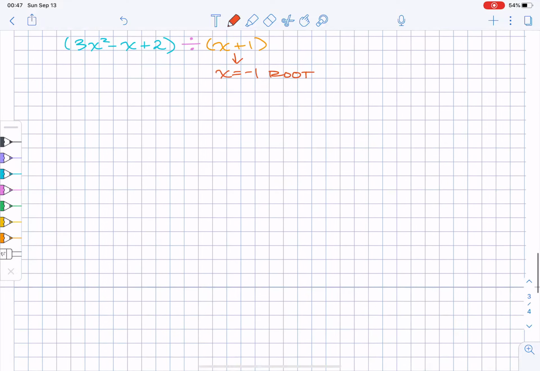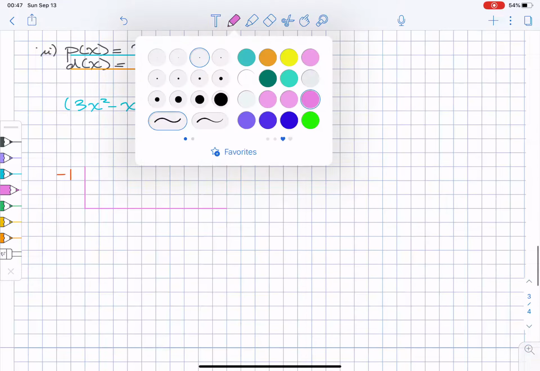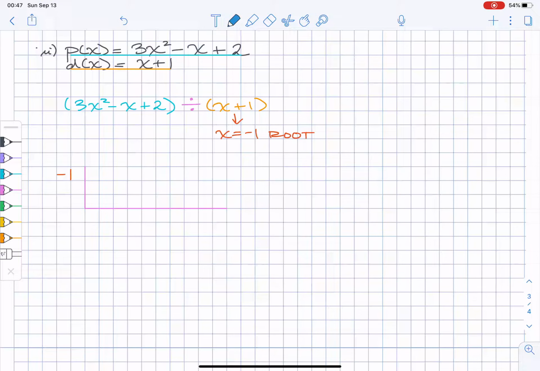I guess I like negative 1. So I'm going to put a negative 1 on the outside. We're going to put a big upside down division symbol. Then I'm going to look at the coefficients of x from highest to lowest. So it looks like it's 3, negative 1, and positive 2. So step 1 is to always just drop down the 3.